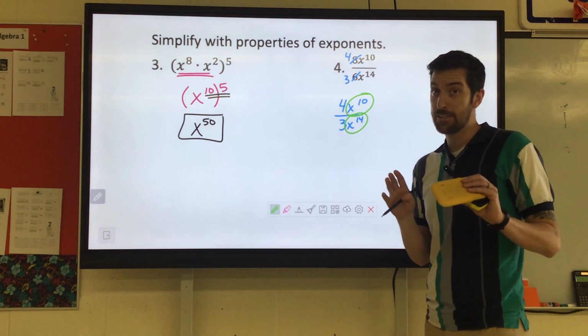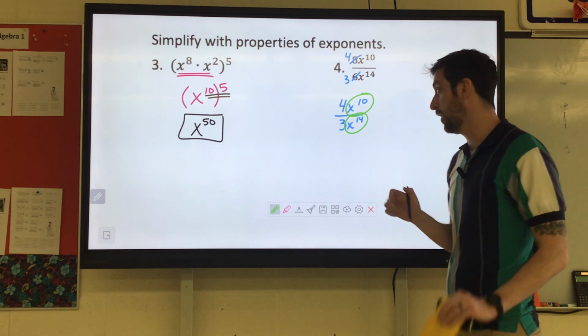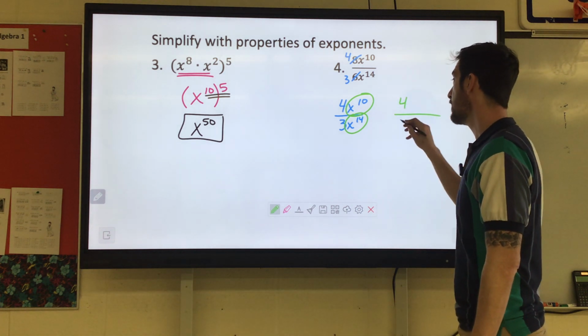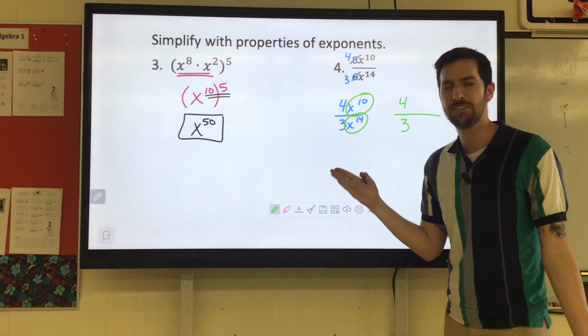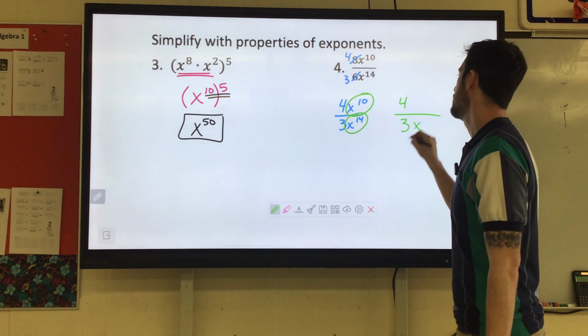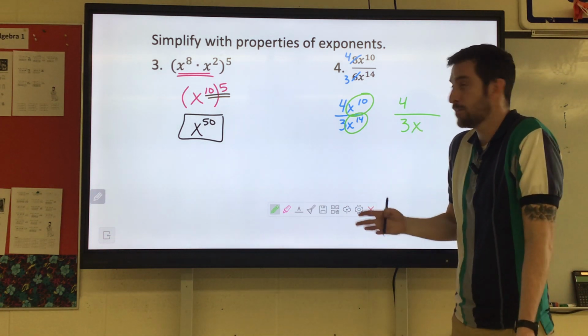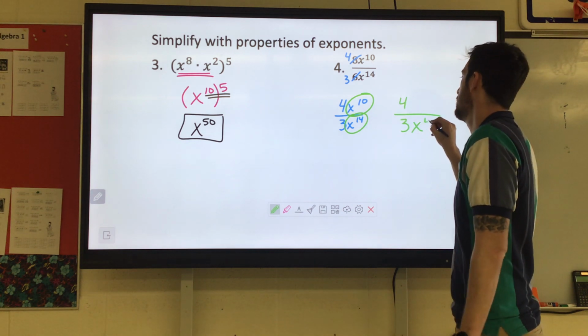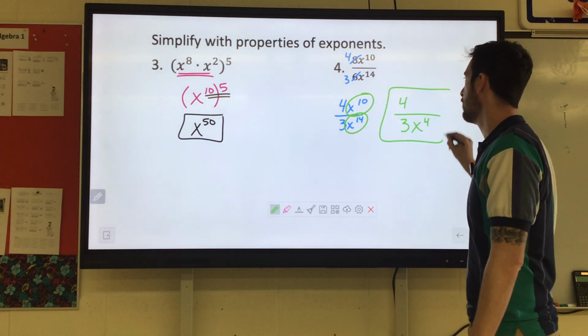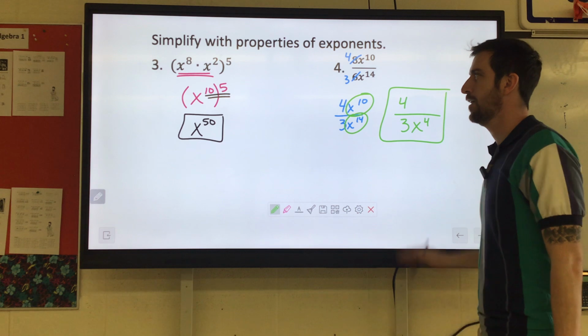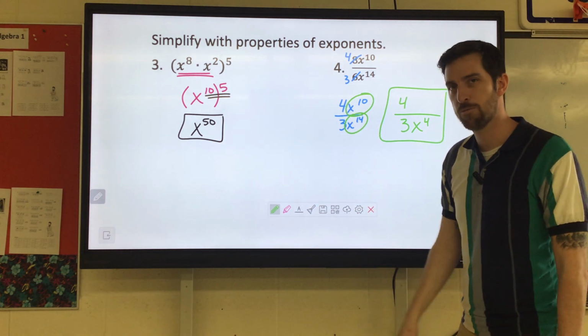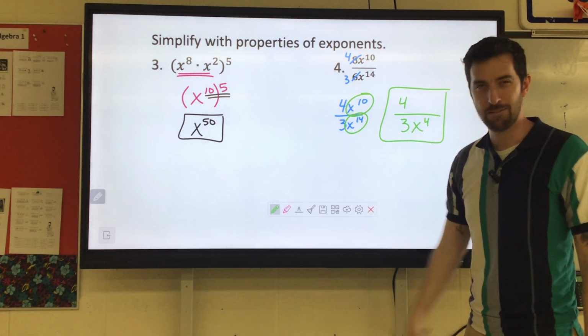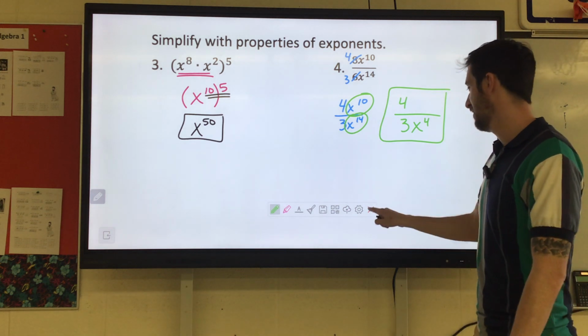And here's a hint, they're always going to end up where there are more. So are there more in the numerator or denominator? Obviously there are more in the denominator. So that's where they're going to end up. And then you just subtract. 14 minus 10 is 4. So we have 4 over 3x to the 4th. Remember that in Algebra 1? Remember that in pre-algebra even?